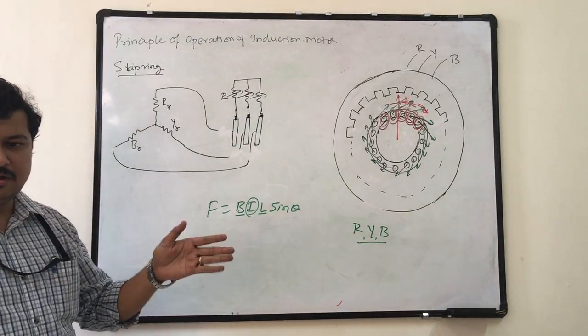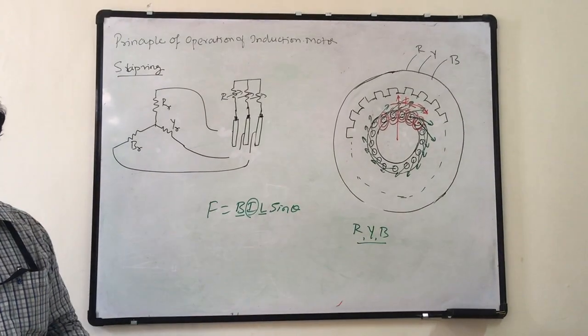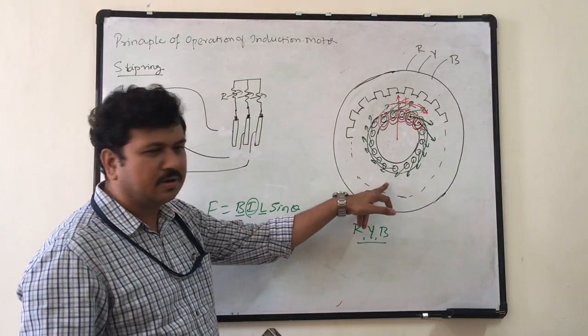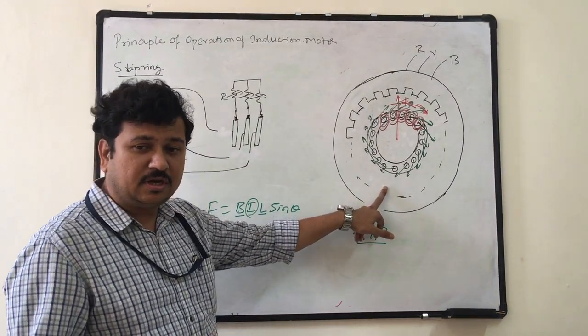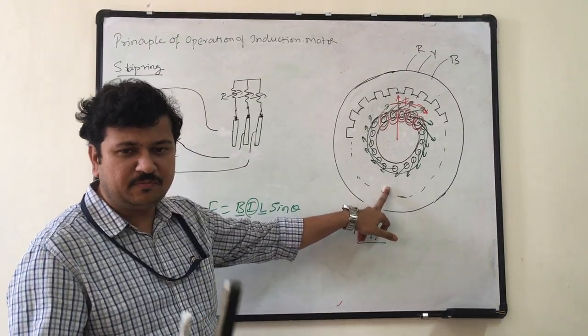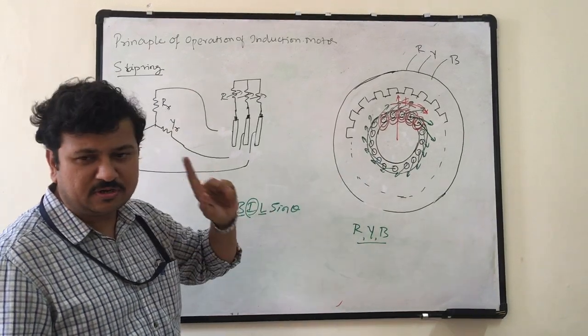But what is the main cause for the production of torque? The main cause for the production of torque is current. What is the cause for the production of current? This is the EMF induced. What is the cause for the production of EMF induced?